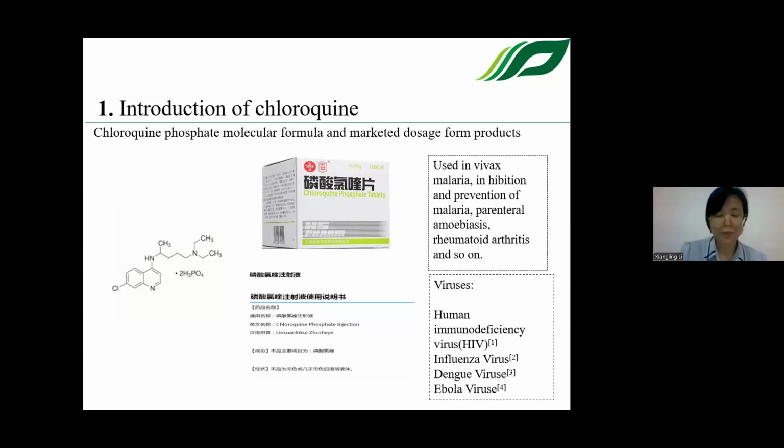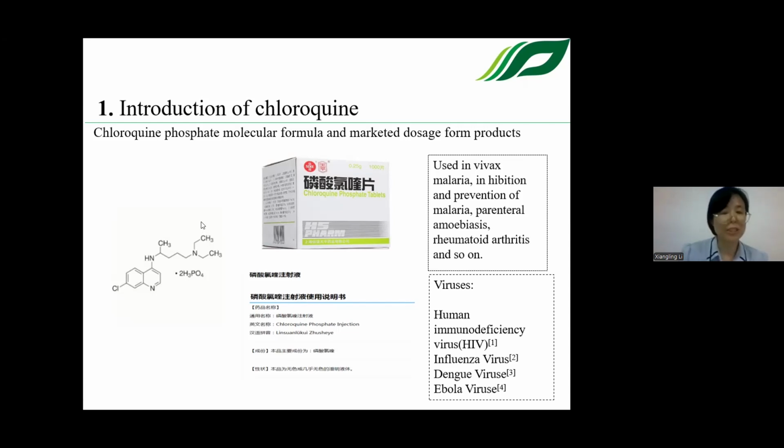After the outbreak of COVID-19, CQ was recommended as one of the antiviral drugs by the National Health Commission of the People's Republic of China. Since then, there have been more and more research reports on CQ against viruses, including the human immunodeficiency virus HIV, the influenza virus, Zika virus, and Ebola virus.